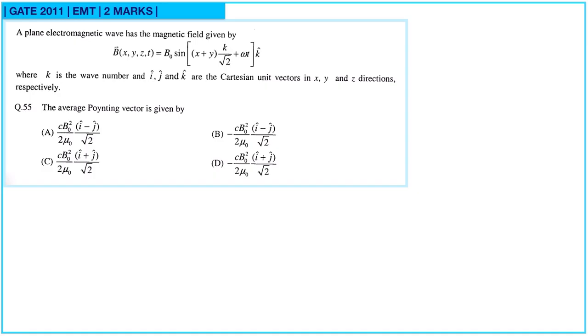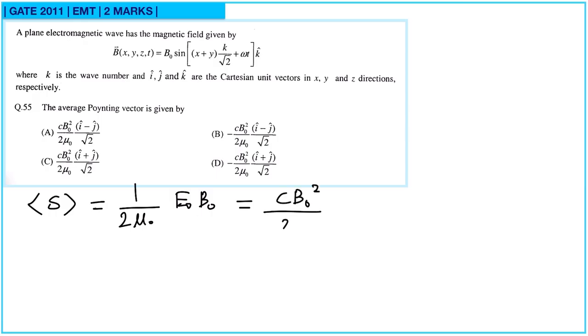Next question. A plane electromagnetic wave, same question is there, and the question is: the average Poynting vector is given by. Now Poynting vector S is equal to 1 upon mu naught into E bar cross B bar. If you want to find the average value of this, that comes out to be 1 upon 2 mu naught into E naught into B naught. This is in terms of B naught here, so I can write E naught is equal to C into B naught. So this will be C into B naught square upon 2 mu naught.